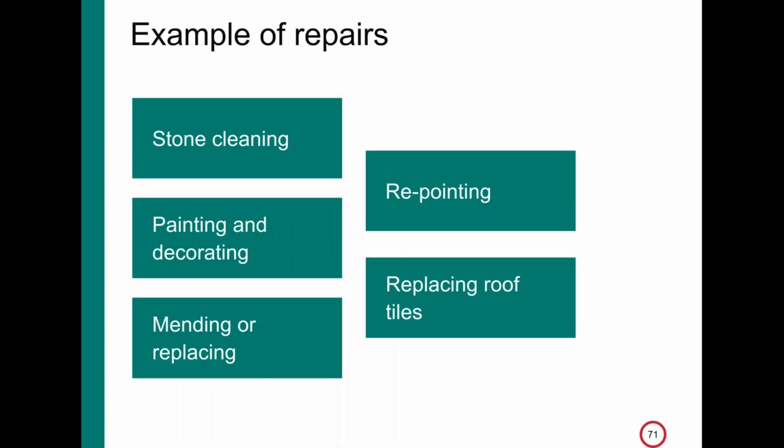Other examples of repairs that may be allowable expenditure include stone cleaning, painting and decorating, mending or replacing broken windows and doors, repointing, and replacing roof tiles, flashing and guttering.